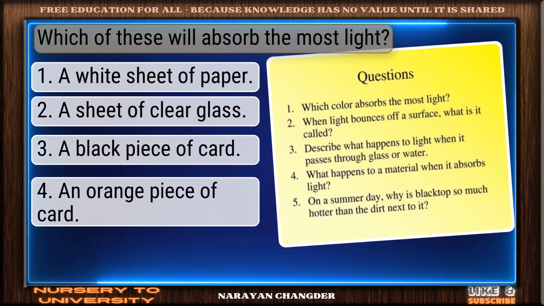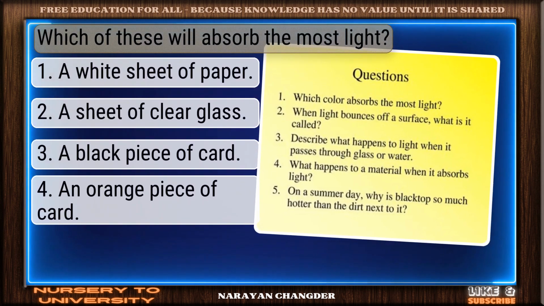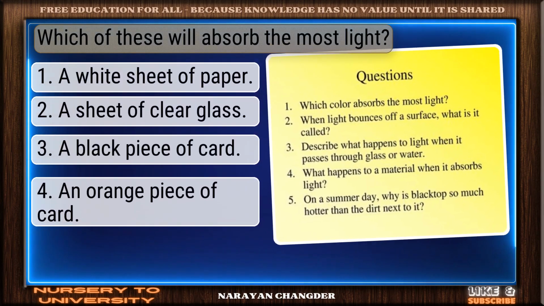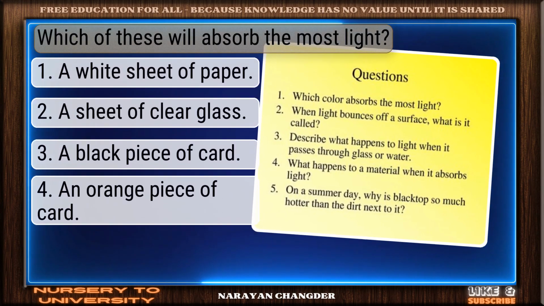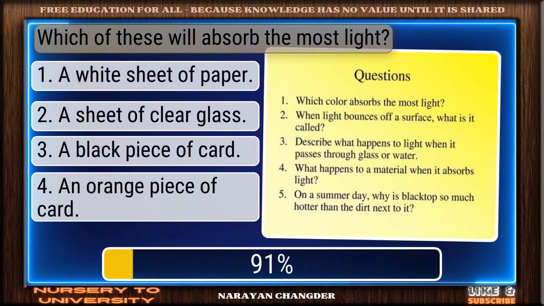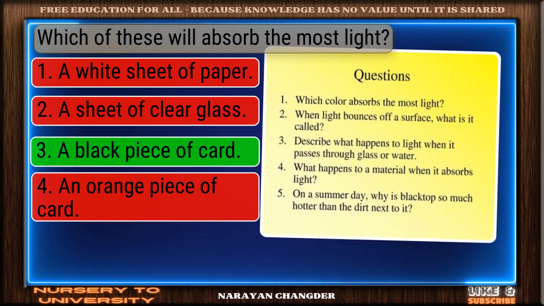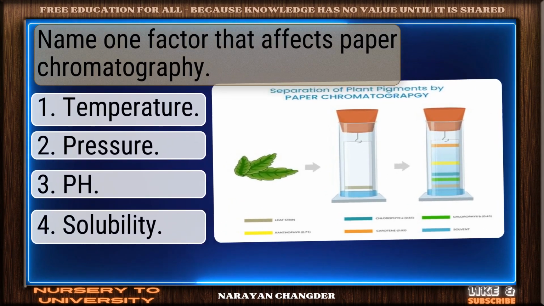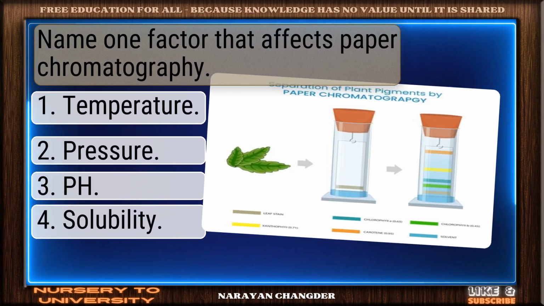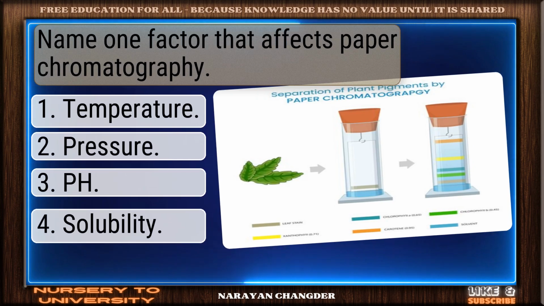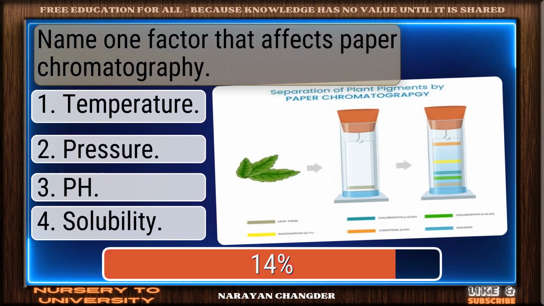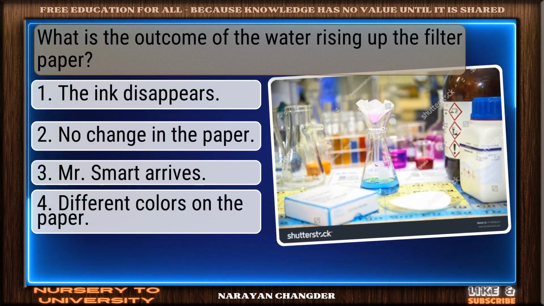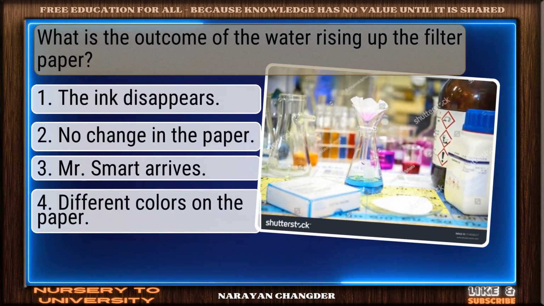Option 1, a white sheet of paper. Option 2, a sheet of clear glass. Option 3, a black piece of card. Option 4, an orange piece of card. A black piece of card is correct. Name one factor that affects paper chromatography. Option 1, temperature. Option 2, pressure. Option 3, pH. Option 4, solubility. Great job, solubility. What is the outcome of the water rising up the filter paper?